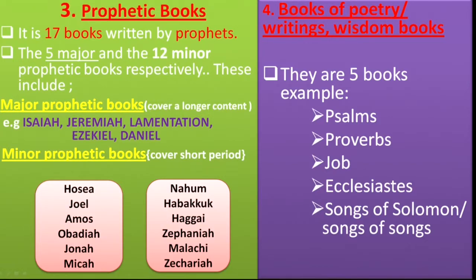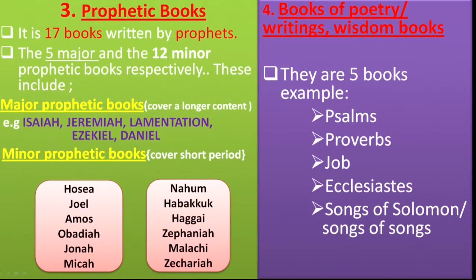Examples of the minor prophetic books, we have Hosea, Joel, Amos, Obadiah, Jonah, Micah, Nahum, Habakkuk, Haggai, Zephaniah, Malachi, and Zechariah. So these are the 12 books that form the minor prophetic books in the Bible.